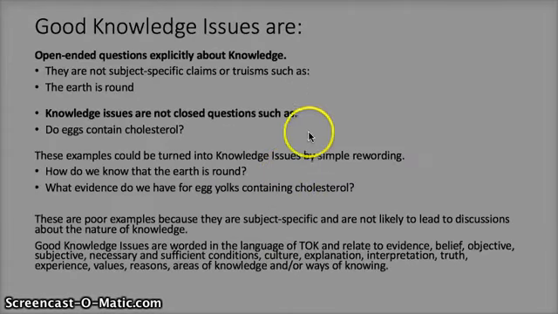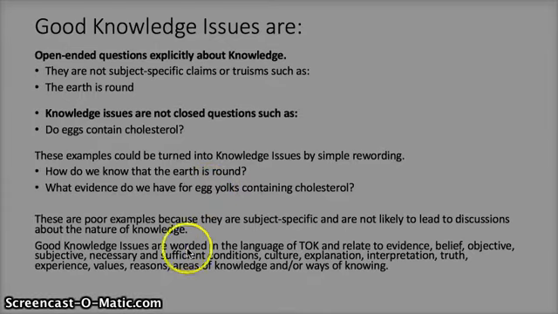So this slide talks a little bit about what good knowledge issues are. They're open-ended questions, and they're explicitly about knowledge. They're not subject specific, and they don't contain just statements like the earth is round, or do eggs contain cholesterol. They'd be more like, how do we know the earth is round, or what evidence do we have for egg yolks containing cholesterol? These aren't great examples yet, but they're likely to lead to more discussions about the nature of knowledge, not about the real life situation about eggs.